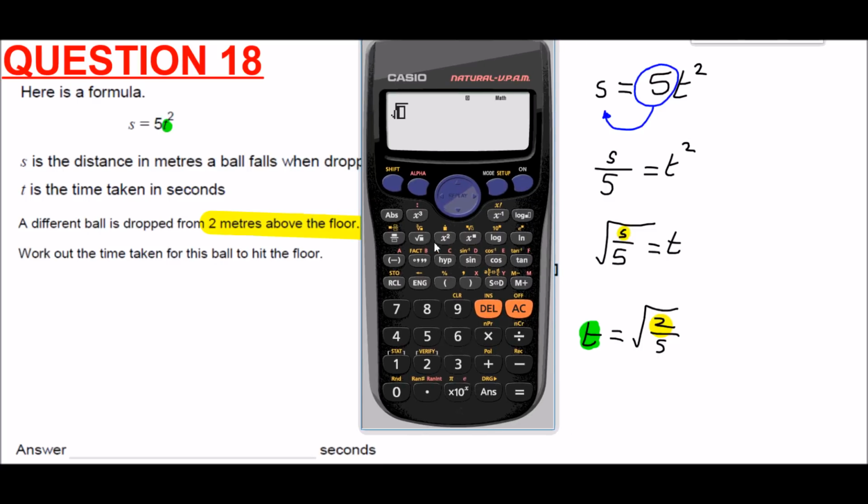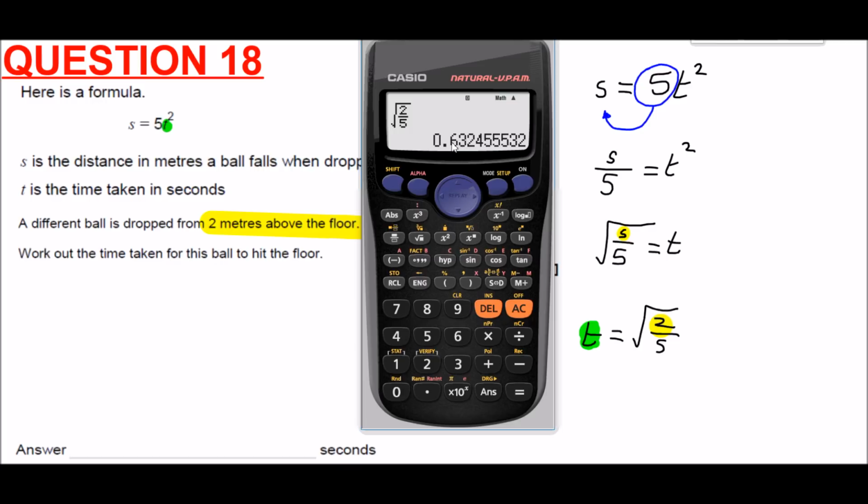So type in the square root, we can even do a fraction within a square root, 2 over 5, press equals, and we get 0.6325, so 24555 and so on. If you're not sure what to round it to, just write down all these digits on your calculator, but if you are a bit more comfortable with rounding, a sensible degree of accuracy would be perhaps 2 decimal places.